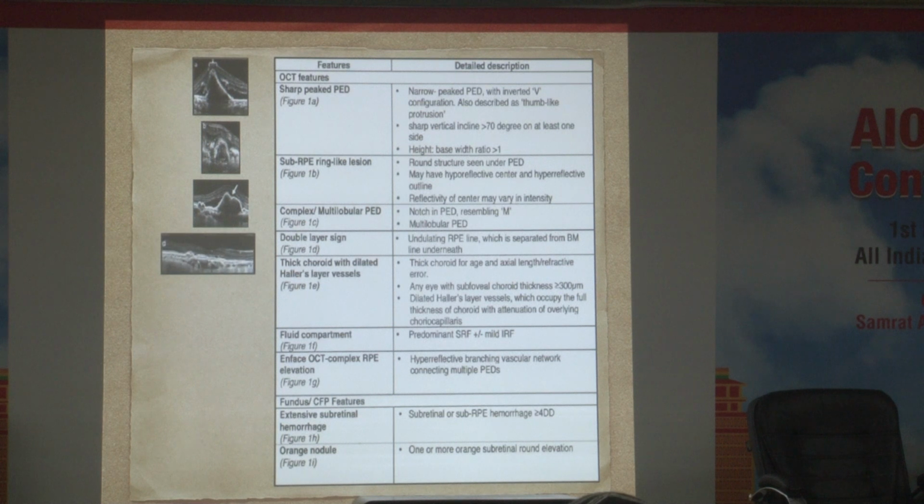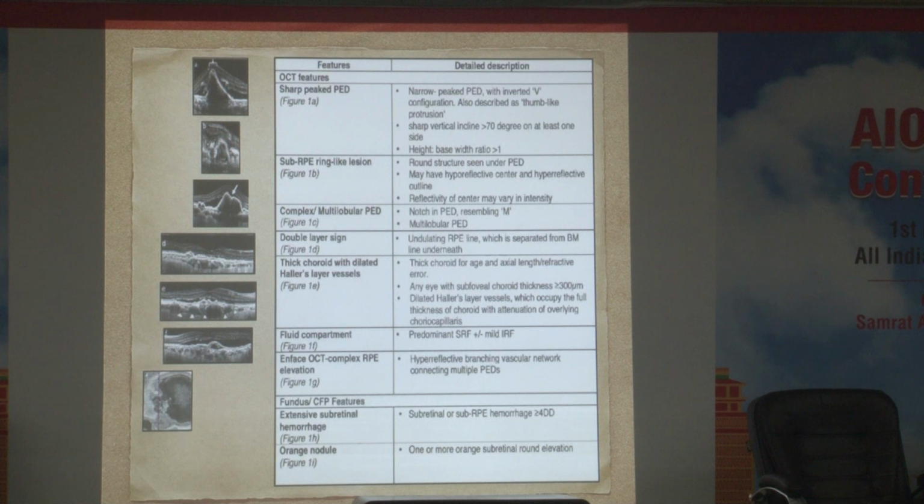Double layer sign, thick choroid with dilated Haller layer vessels. Presence of a fluid compartment which is predominantly SRF with or without mild IRF. En-face OCT features include complex RPE elevation, in which a hyperreflective branching vascular network connecting multiple PEDs is seen.